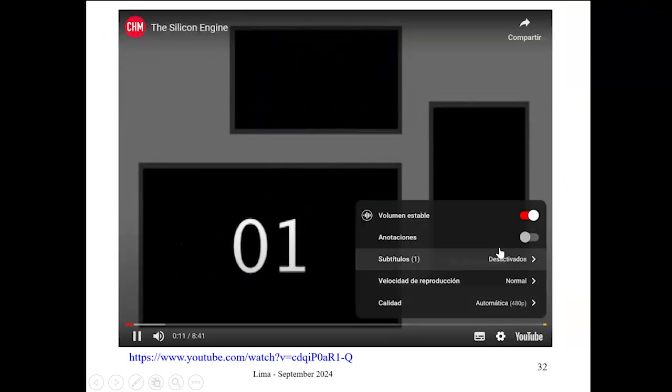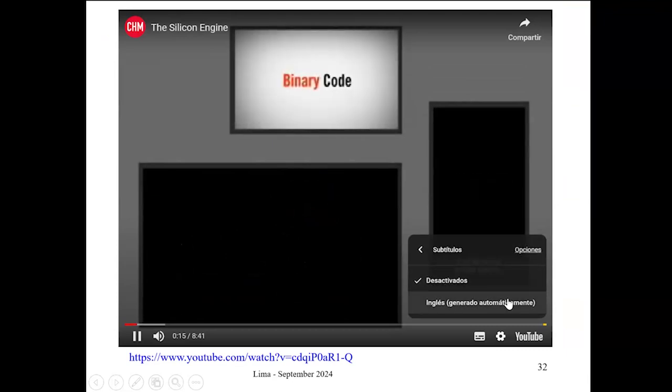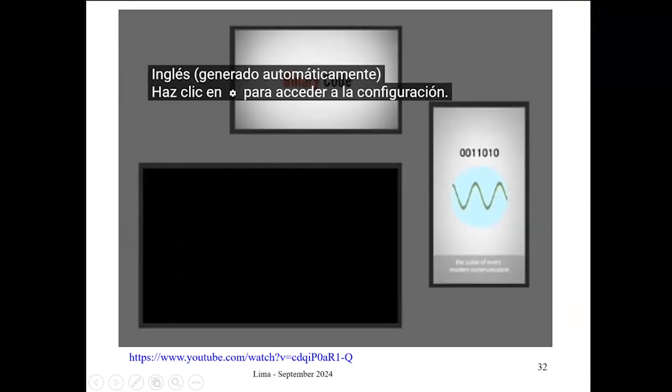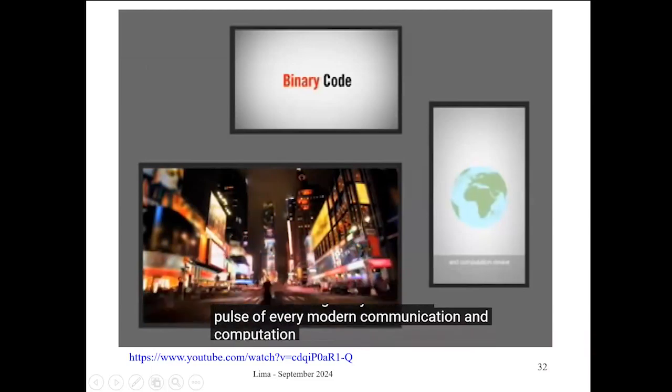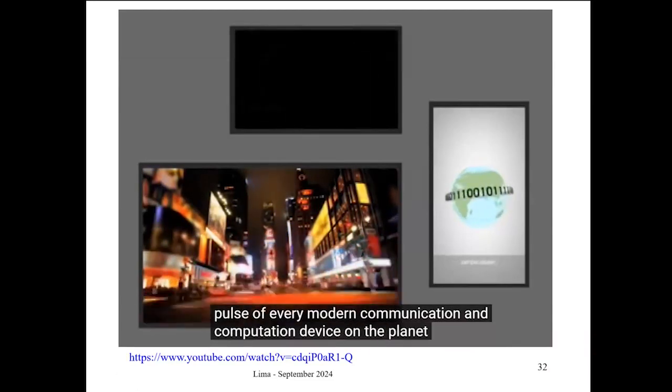On, off, simple, the flick of a switch. Yet this simple switch, on, off, is the life force of all digital systems, the pulse of every modern communication and computation device on the planet.